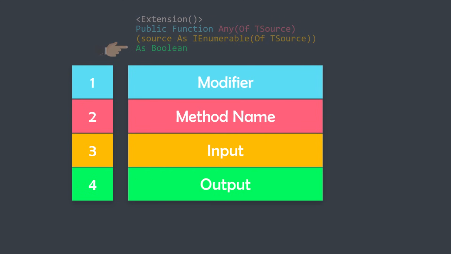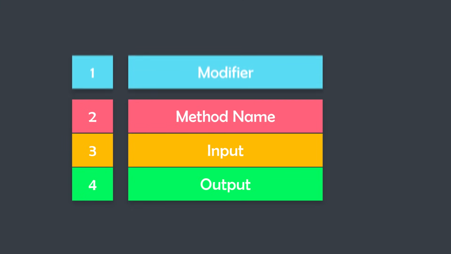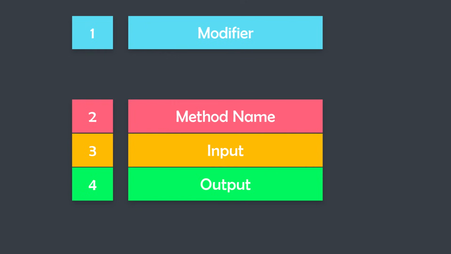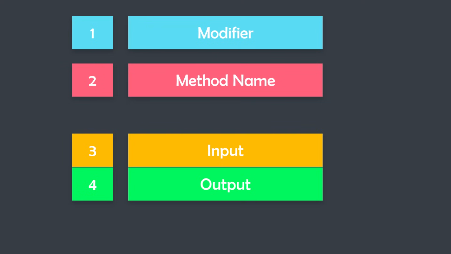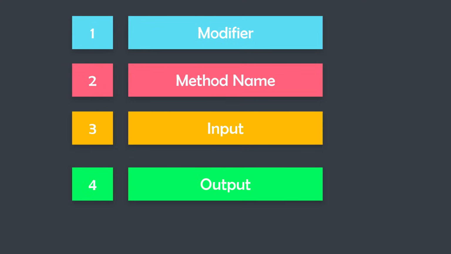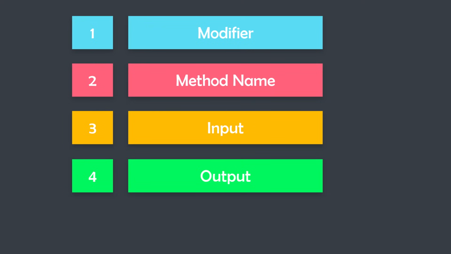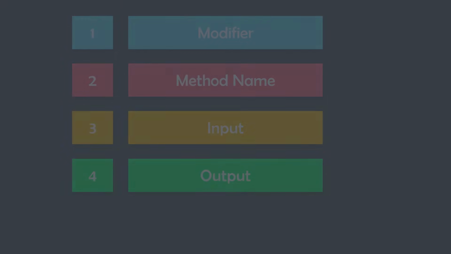Let's summarize the 4 parts of a method. We have at the beginning the modifier. All LINQ methods are public functions. The second part is the name of the method. The third part is the input. And the last part is the output. The most important parts are the input and output. So, let's go deeper and understand what exactly these 2 parts contain.